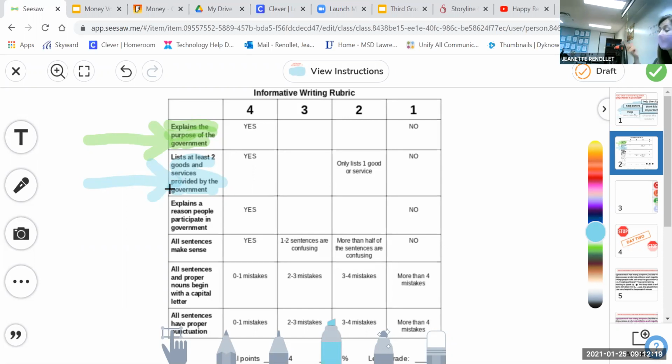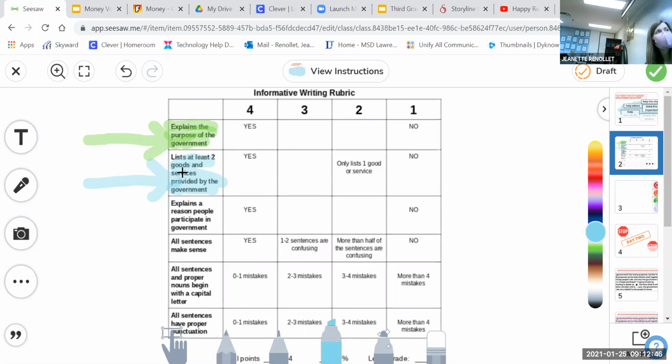That's a good example. I'm thinking of people who keep us safe. Who are some people in the community who keep us safe, Gloria? Firefighters or police. These are examples. So right now you're looking at row blue, row number 2. I want you to go to your writing. Did you say 2 goods and services the government provides?